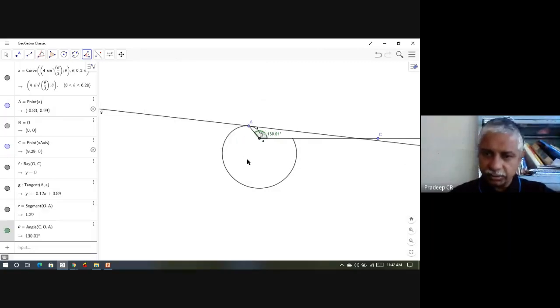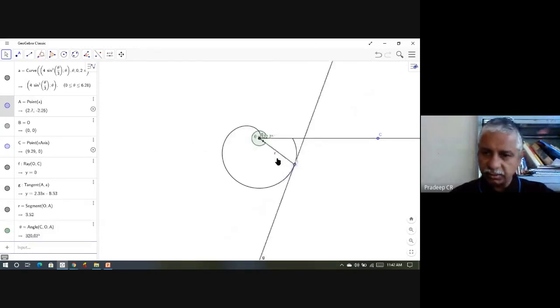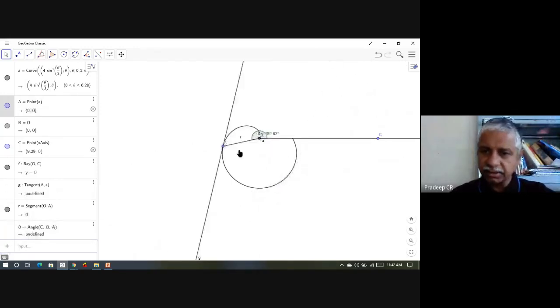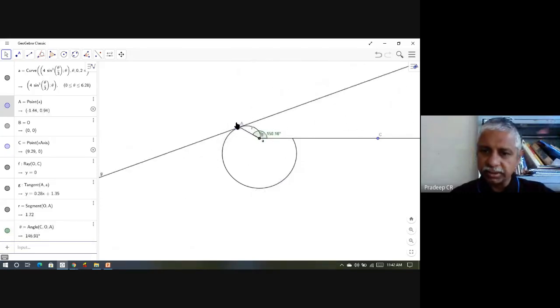Yeah, that's why I normally draw the diagram beforehand and keep it, because it takes some time to draw in GeoGebra, but it's worth doing. Sometimes you will have to learn all these things, you see. So that is theta and this is R. You can see how the point is moving on the curve.